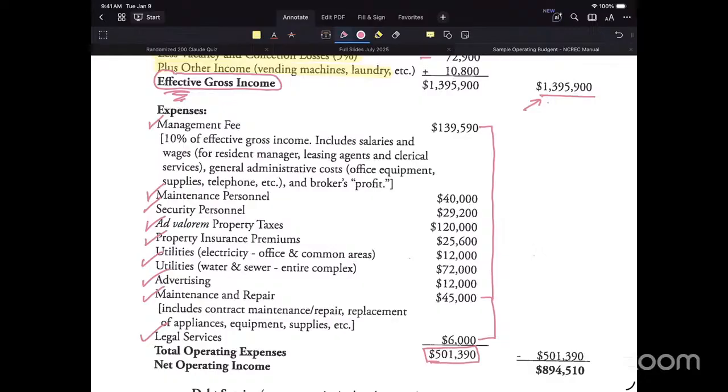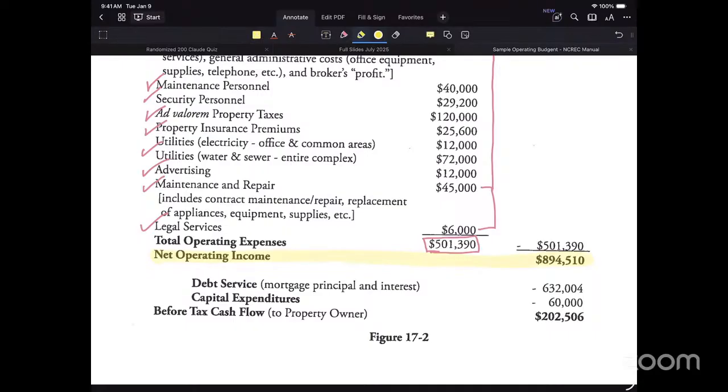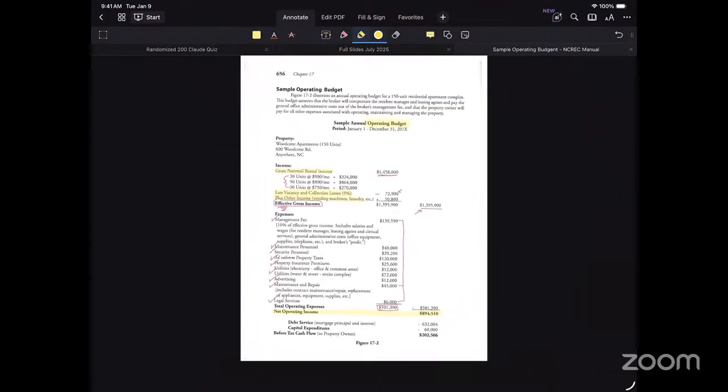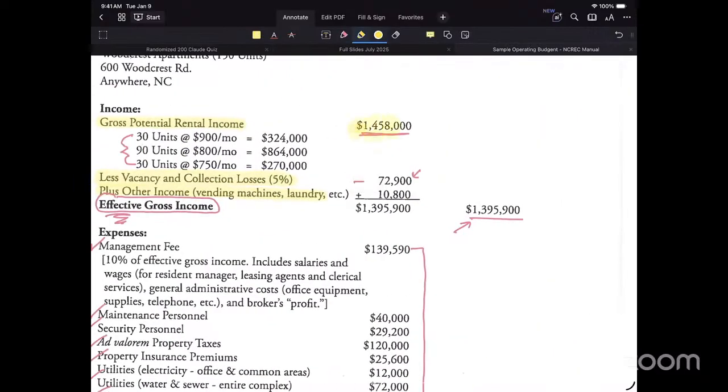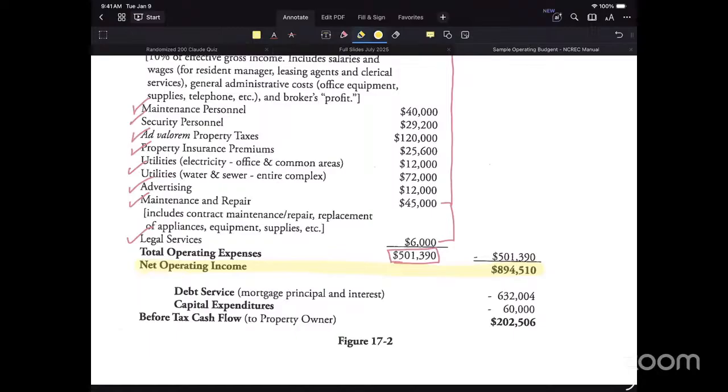In order to make this $1,395,000, you had to spend $501,390, which means your net operating income is actually $894,510. That is a long way from the $1.4 million you thought you were getting. Nope. It takes money to make money, so your net operating income is $894,000. Now, there were also some other words on that answer choice.